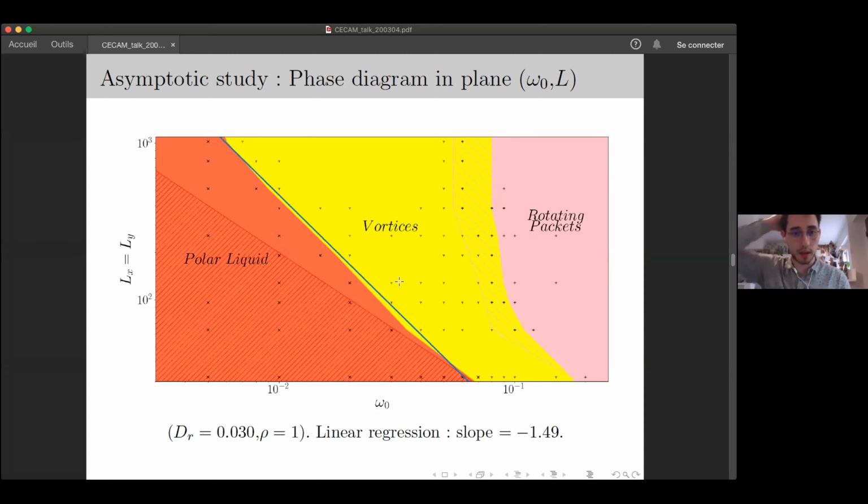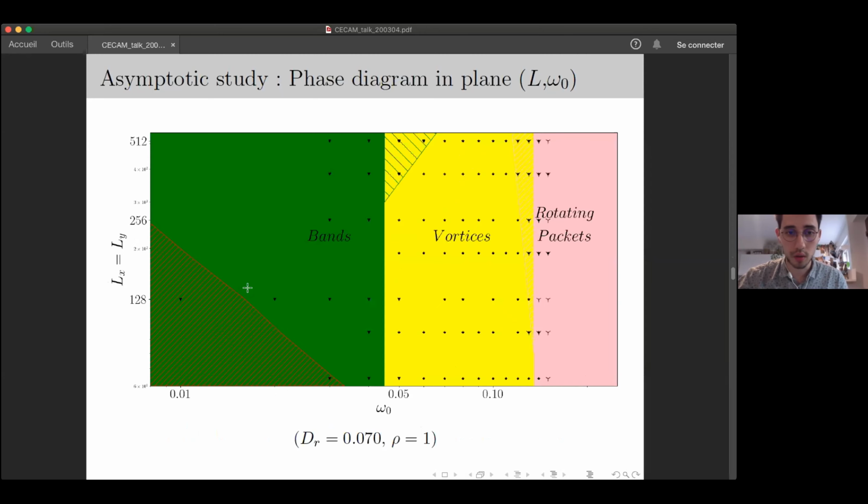So we see that here it's also consistent with the Gaussian distribution, because we don't get a polar liquid phase at the limit of infinite system size. So we do the same at the bound vortices level. Here we see that above a given system size, there is also the coexistence between bound and vortices, and the value where the transition occurs doesn't change with the system size. For the transition between vortices and rotating packet, it is the same, but the area of coexistence is growing with the system size.